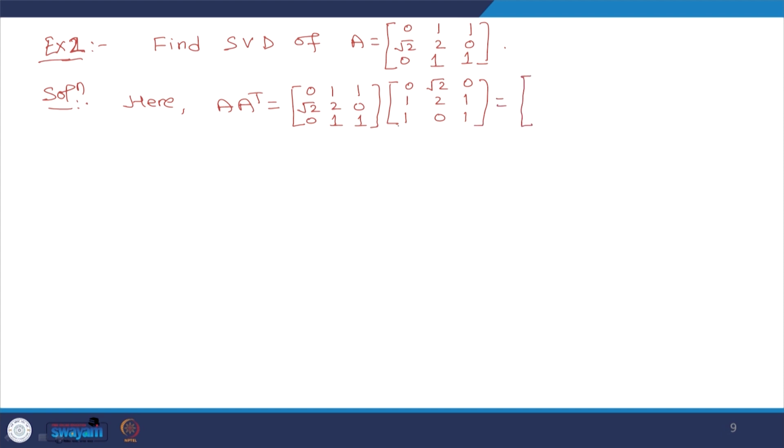So, this will be [2 root 2 2; root 2 ...]. The result is 2 2 2 2 6 2 2 2 2.